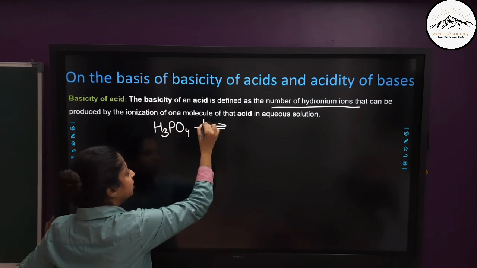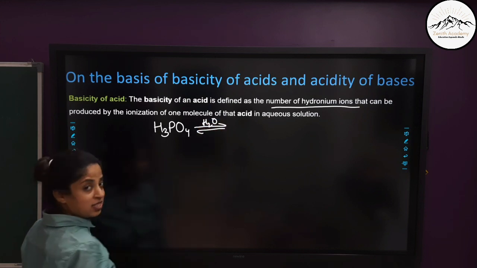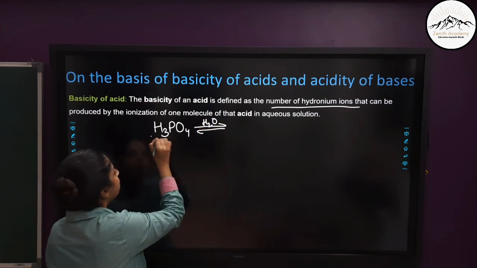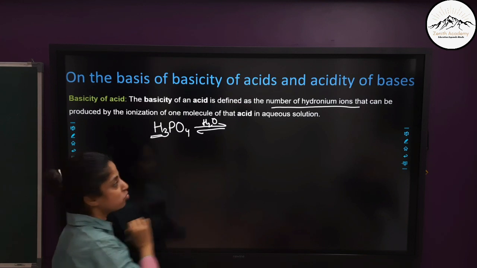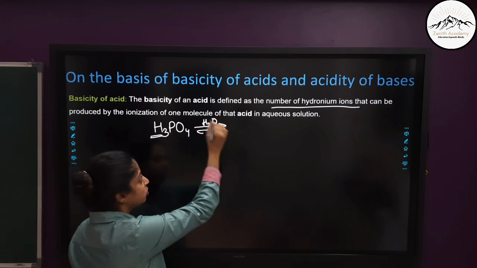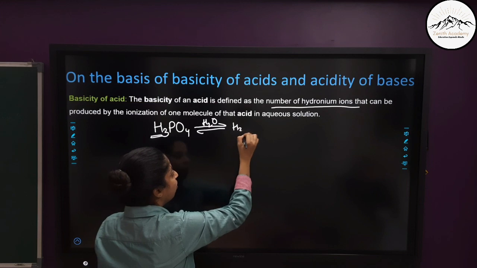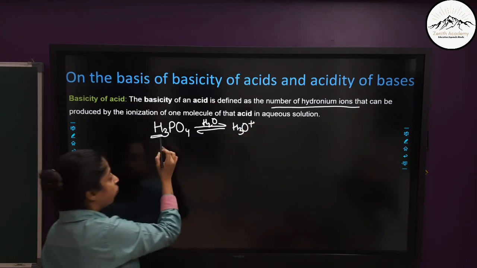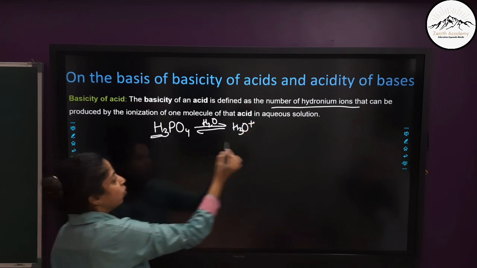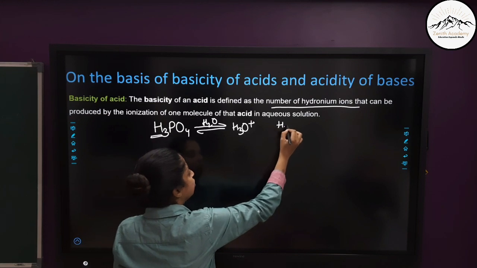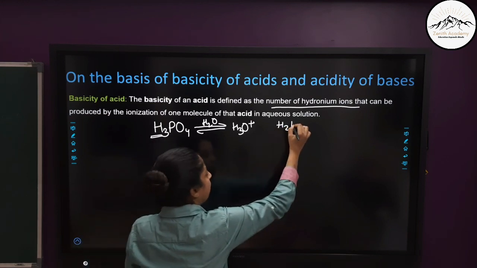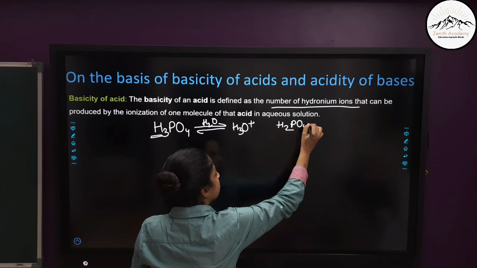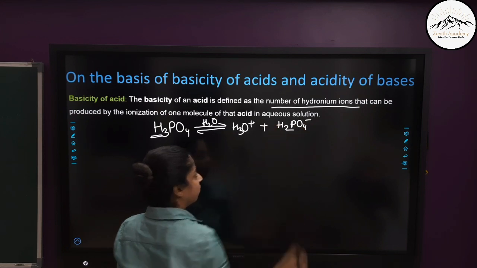Now this is in the presence of water, that is, an aqueous solution. Here you can see there are 3 replaceable hydrogen atoms. So when one of the hydrogens reacts with water, it will form hydronium. Now since one H plus is left, 2 H is remaining, H2PO4, and since one positive has gone, it becomes one negative, right?